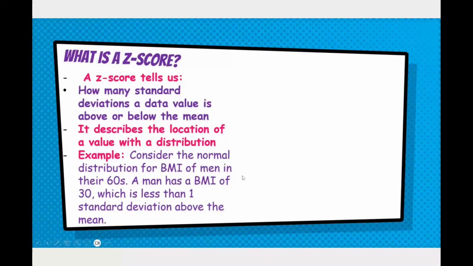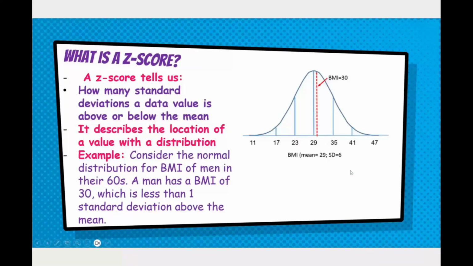Just to visualize that for a second, consider the normal distribution for BMI of men in their 60s. A man has a BMI of 30, which we're told is less than one standard deviation above the mean. If the mean is 29, 35 would represent one standard deviation, and we're told he has a BMI of 30, which is less than one standard deviation. We don't know how much less. We just know it's less than one standard deviation above the mean.